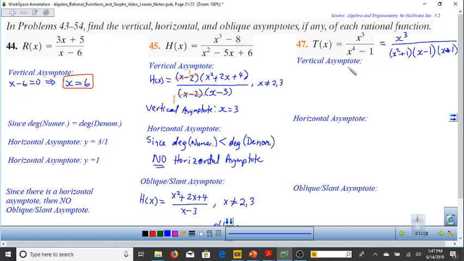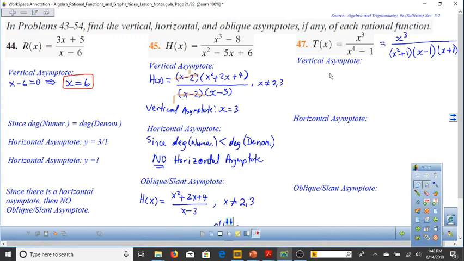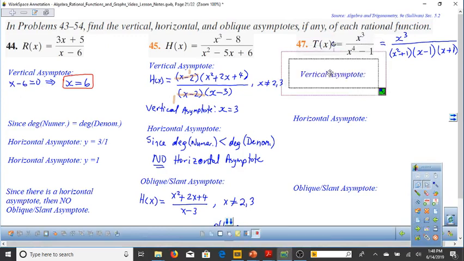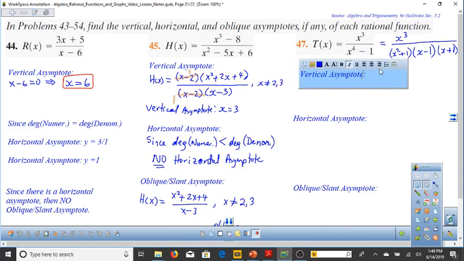So if you try to do the domain restriction now, you will realize that the only parts that give you 0 in the denominator are 1 and negative 1, and those numbers do not give you 0 in the numerator. So our vertical asymptotes are x equal to -1 and x equal to +1. Those are my vertical asymptotes.